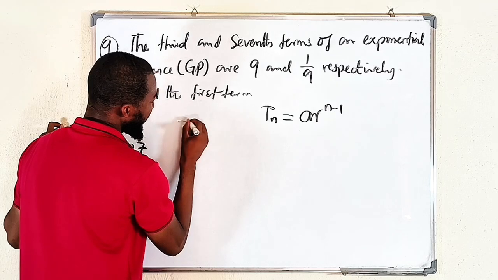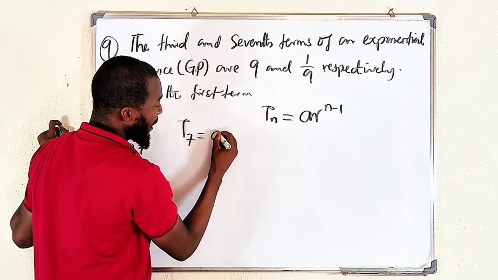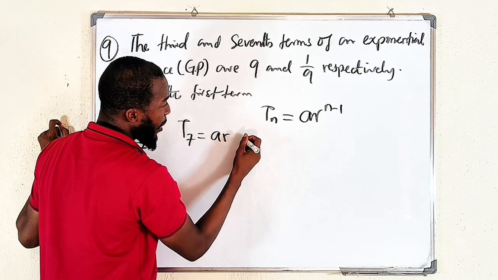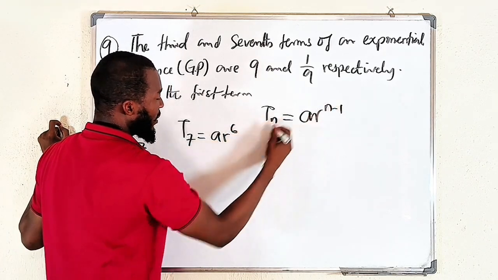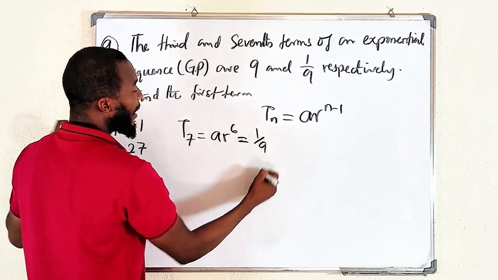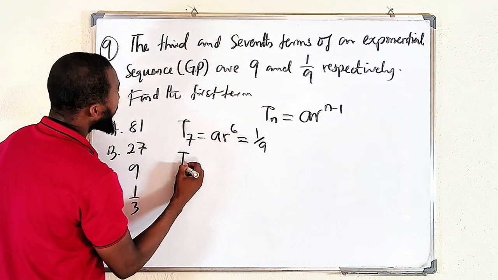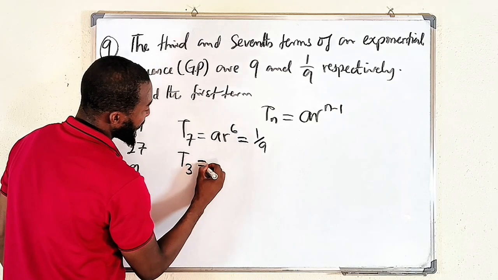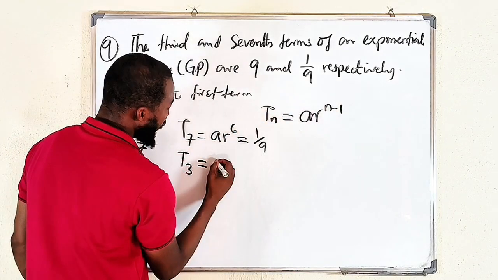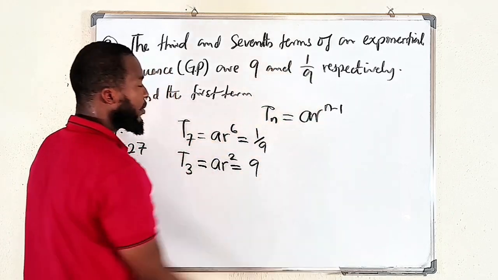So the seventh term, T7, is where n is 7, so it will be a r raised to the power of 6, because 7 minus 1 is 6. And this is equal to 1 over 9 according to the question. Then term number 3, when n is 3, 3 minus 1 is 2. We have a r to the power of 2 is equal to 9 according to the question.